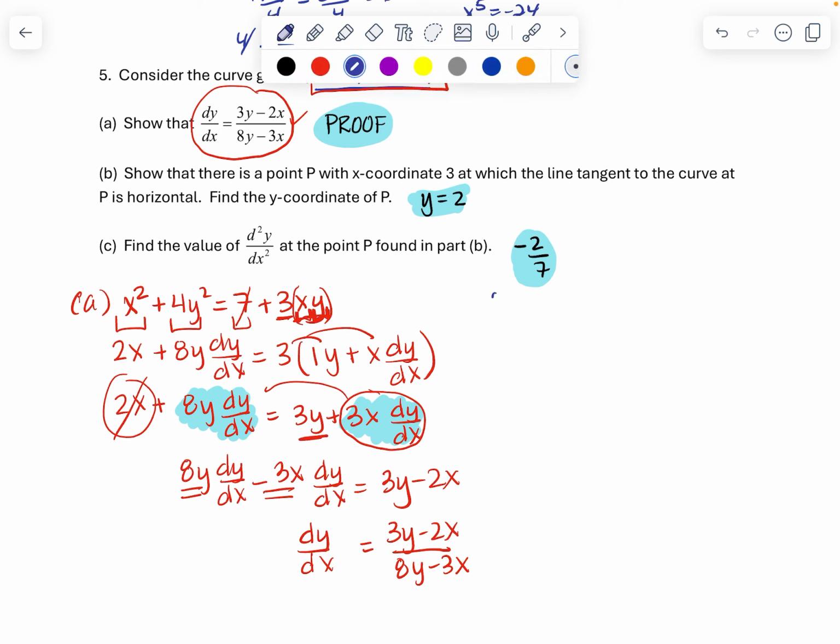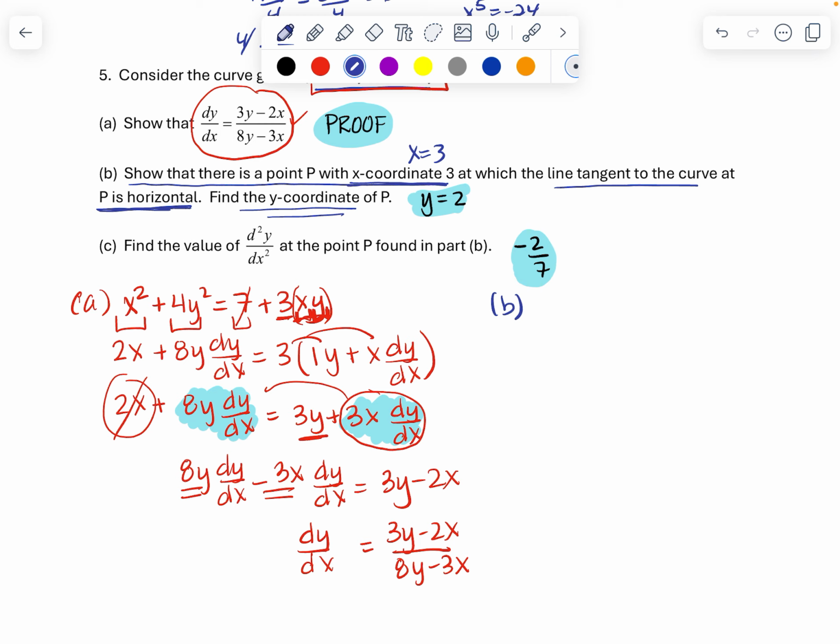Okay, so part B. Here we have show that there is a point P with x coordinate 3. So I want to show that x equals 3, at which the tangent line to the curve at P is horizontal. So there's really 2 parts to this question. Then I got to do something else here, right? So I need to show that when the tangent line is horizontal, there is an x coordinate equal to 3. Okay, so let's go ahead and do it.